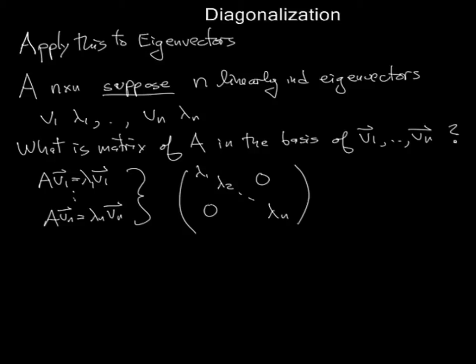So that is to say, if I make this matrix S the way I did before, S inverse A S is equal to this diagonal matrix.